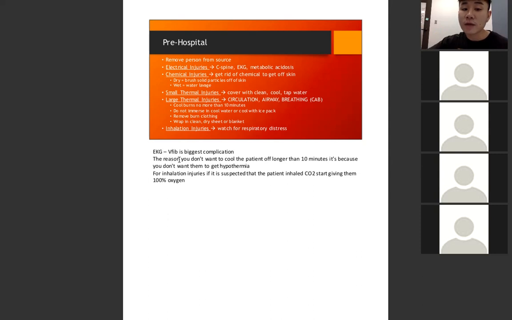Next, we have EKG. VFib is the biggest complication. Usually, EKG and VFib are more related to electrical burn injury. The heart is also a muscle, and electrical current can cause a severe constriction of the muscle. The reason you don't want to cool the patient off longer than 10 minutes is because you don't want them to get hypothermia. For inhalation injury, if it is suspected that the patient inhaled CO2, start giving them 100% oxygen. We can give it through a nasal cannula or a 100% non-rebreather mask.